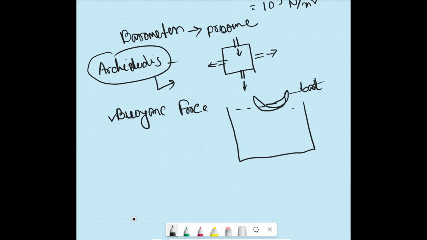If there is an object on water, and obviously the weight of the object, so this is actually a boat, so when we keep it on water, there will be a force which is actually the weight of this boat in this direction, say this is W, and of course the water will give another force upward, and this upward force is actually the buoyancy force, right?